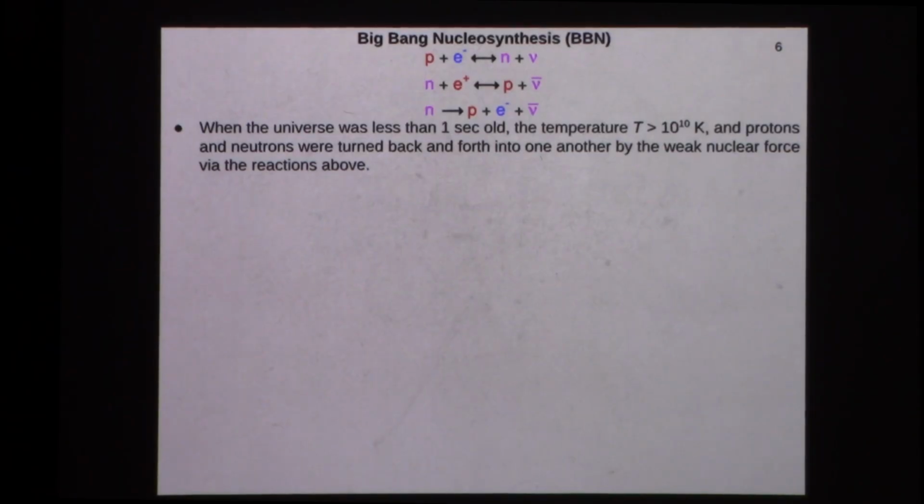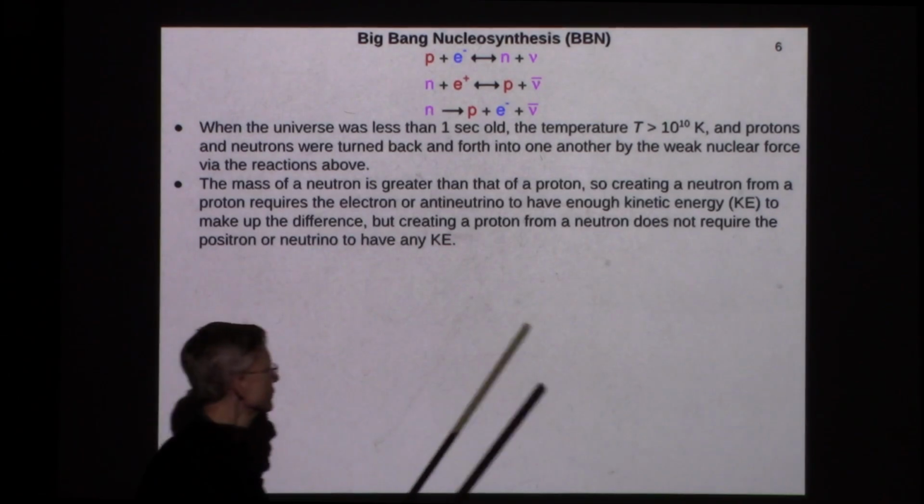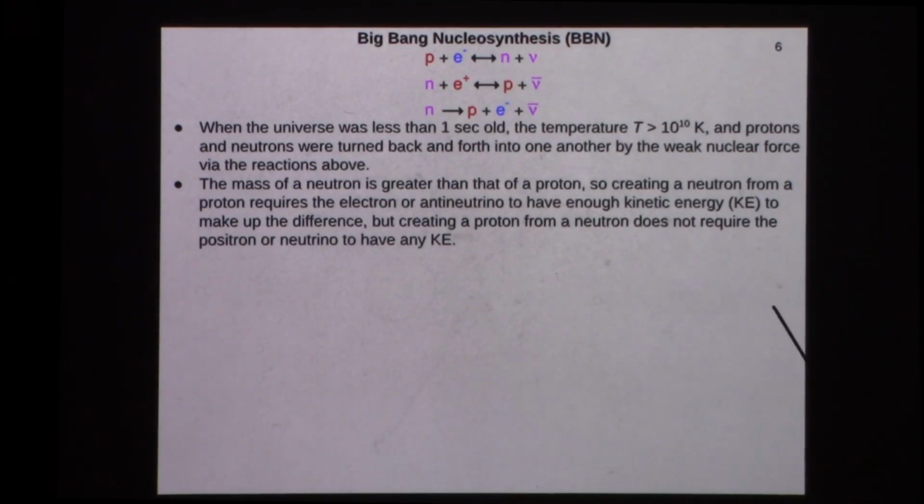So it's this soupy universe where this is just going on constantly. And then we want to think about, well, what are the thermal equilibrium populations that would be occurring here? I've been doing thermal stuff, so this kind of concept here. But the mass of a neutron is just a little bit greater than a proton. I should have looked up the numbers, but it's like 937 MeV versus 938 MeV. A neutron's just slightly more massive than a proton. The mass of a neutron is greater than that of a proton, so creating a neutron from a proton requires the electron or antineutrino to have enough kinetic energy to make up the difference, but creating a proton from a neutron does not require a positron or neutrino to have any KE.